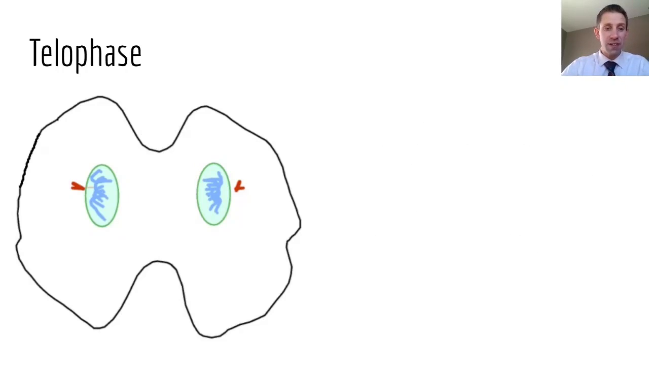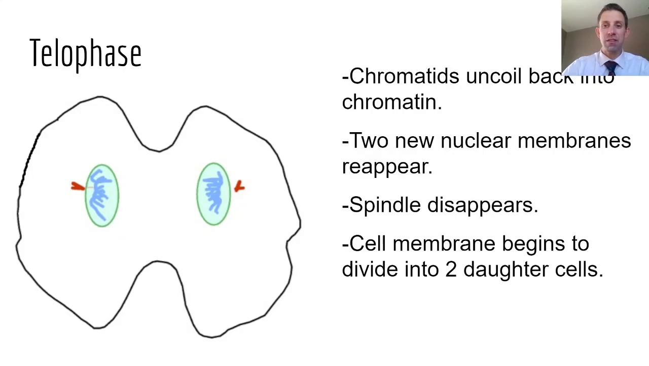Then we have telophase. Telophase is pretty much the exact opposite of prophase. So in telophase, we're going to uncoil those chromatids, turn them back into the usable form of chromatin. We get a nuclear membrane forming around each set of chromosomes. So there's a new nuclear membrane here and a new nuclear membrane here. The spindle fibers are no longer needed, so they break down.